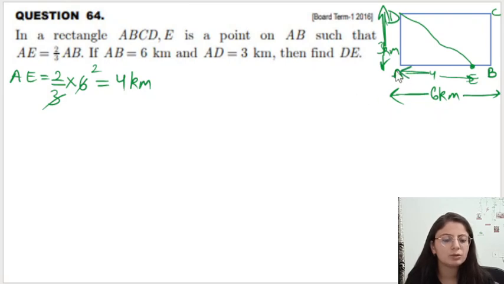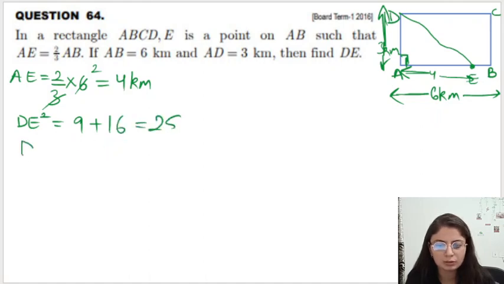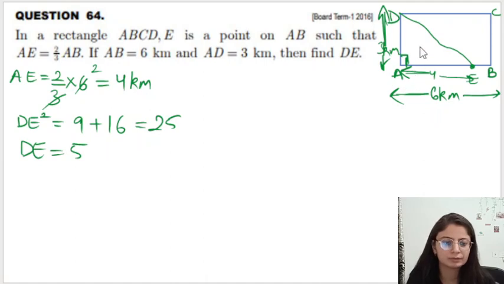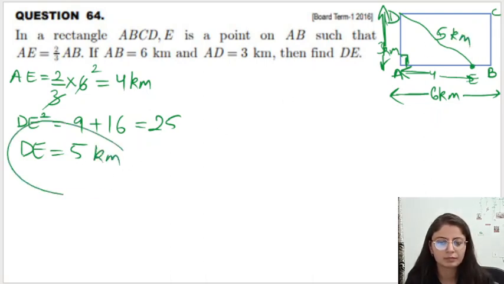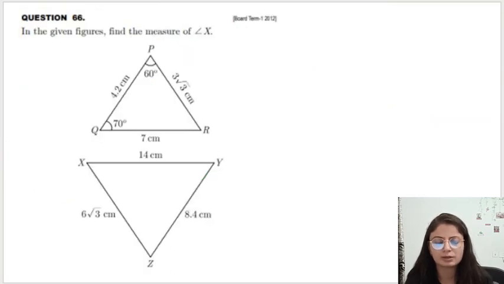Now we can use Pythagoras theorem in this triangle ADE because this is a 90-degree angle. This is a rectangle, right? So we can use Pythagoras theorem in this triangle. So using Pythagoras theorem, DE squared equals 3 squared, which is 9, plus 4 squared, which is 16. This equals 25. So DE equals 5. So DE equals 5 kilometers. So we have found DE. Okay, so now let's move on to the next question.